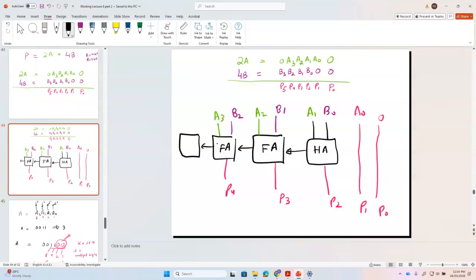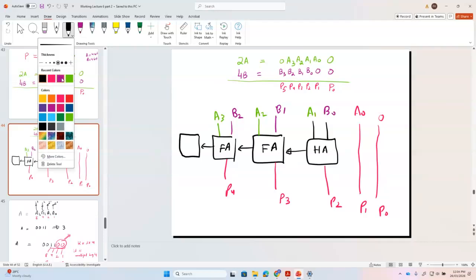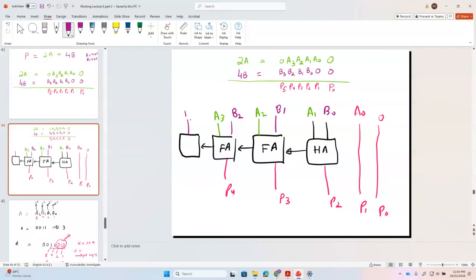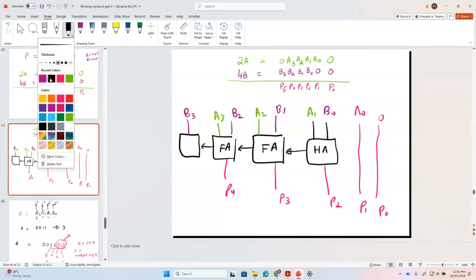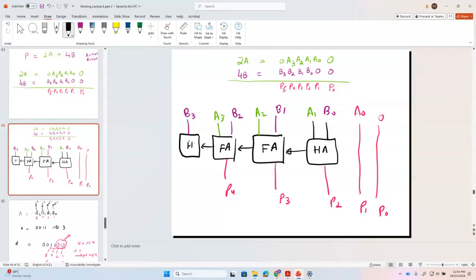Now do we need a full adder here or a half adder here? For the last one, full adder? Hmm, full adder? No, no, no. We need a half adder. Why? Because this is 0, so the half adder has 2 inputs. Got it or not got it?